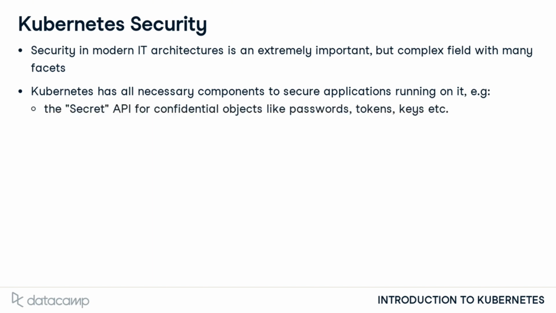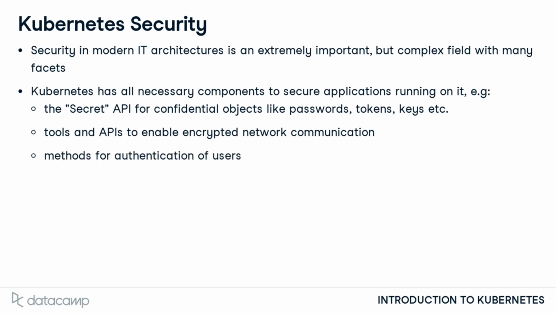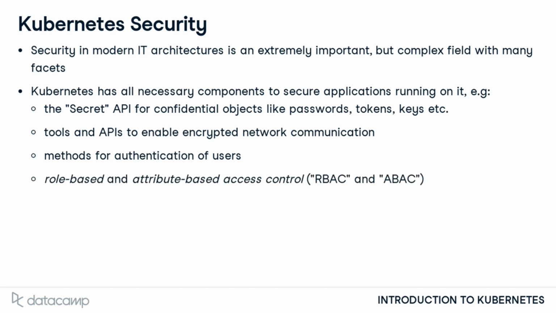For example, we have the Secrets API that allows us to store confidential objects like passwords, tokens, keys, and others. Furthermore, there is tooling to enable encrypted network communication. Plus, there are methods to authenticate users, allowing modern role-based and attribute-based access control for our users.